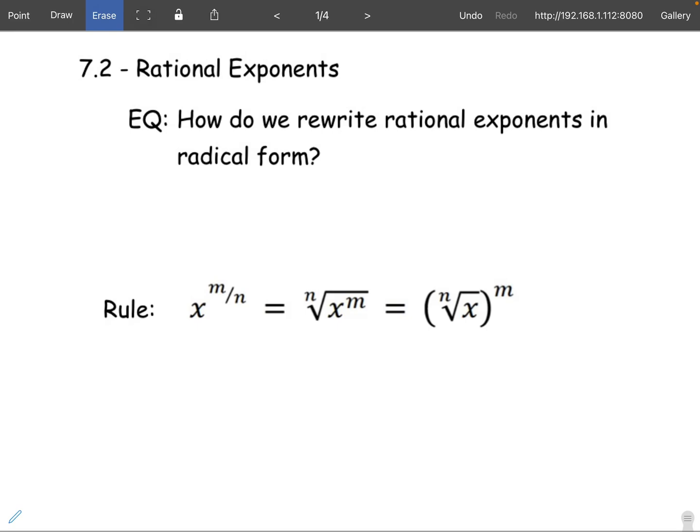Okay, today we are going to look at rational exponents. Remember, rational simply means fraction. So we're going to be dealing with exponents that are fractions. So we need to know how to interpret those.